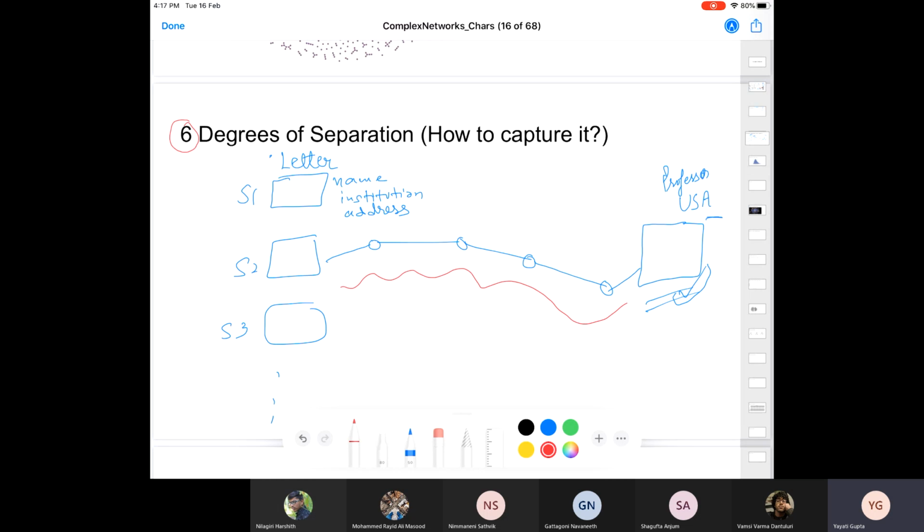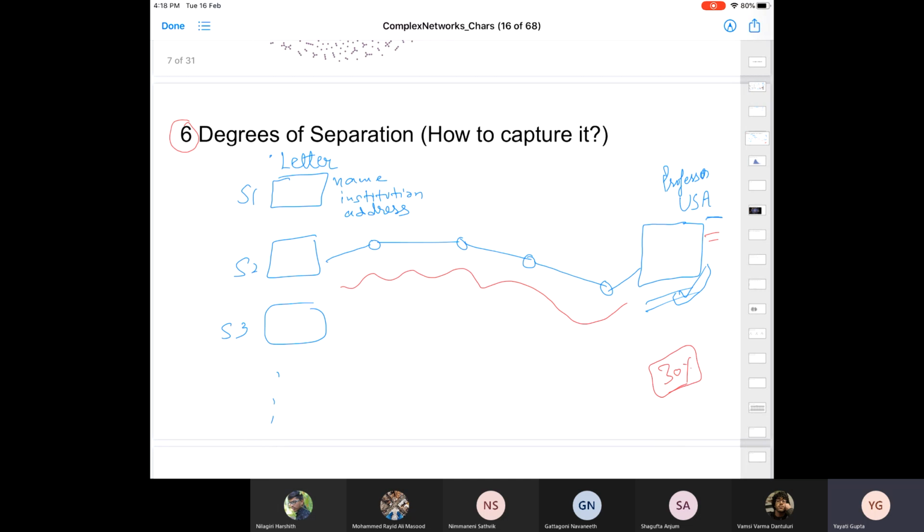So when this experiment was done, it was seen that although the success rate of the experiment was very low, its success rate was 30%. That is, 70% of the letters were lost midway because people wouldn't have that much time, and some of the people wouldn't have forwarded it. But out of these 30% letters which reached the professor, most of them reached in a median of 6 steps. So that's why we call it 6 degrees of separation, which says that you are connected to anyone else in this world within an average of 6 steps. So most of us can actually reach anyone else in this world in just 6 steps if we follow the right path. The problem is we do not know the path.